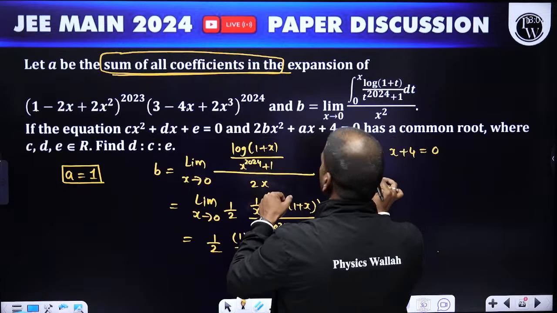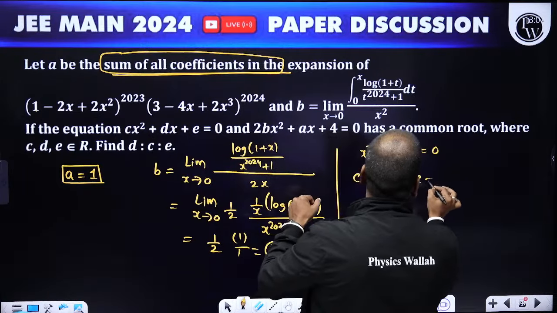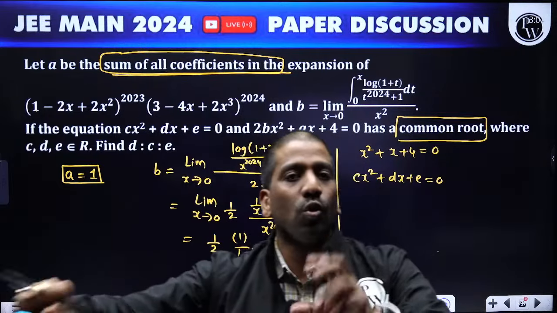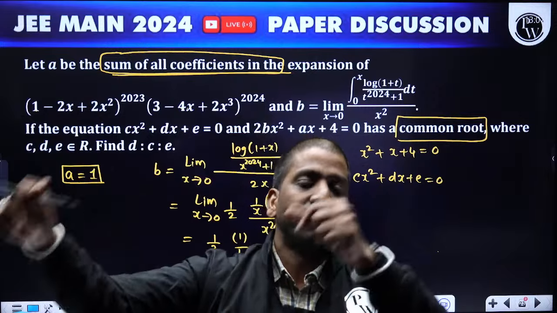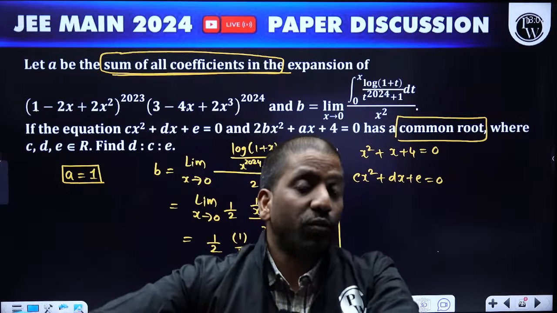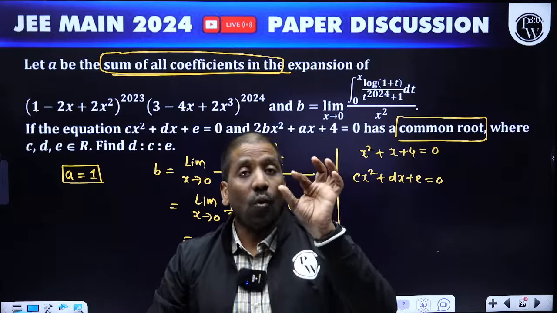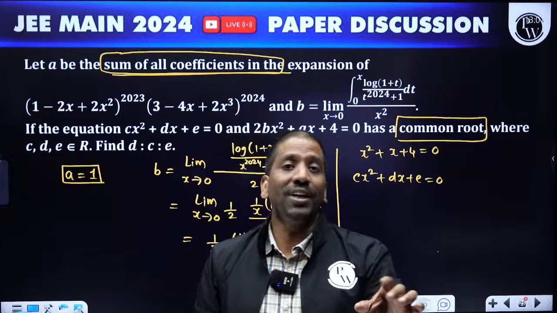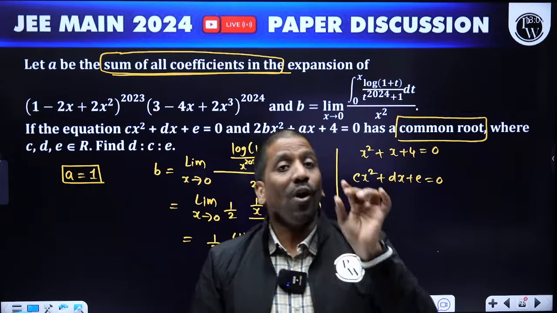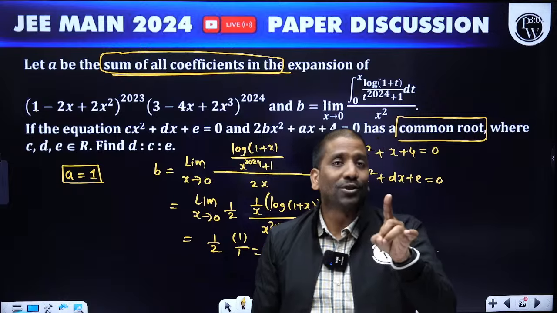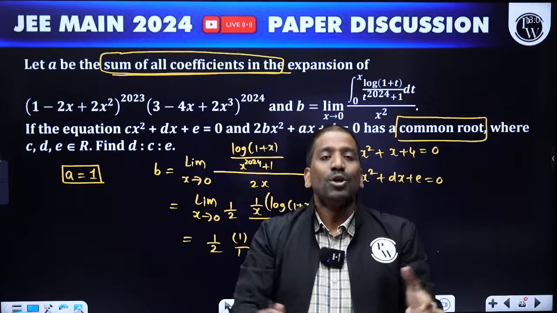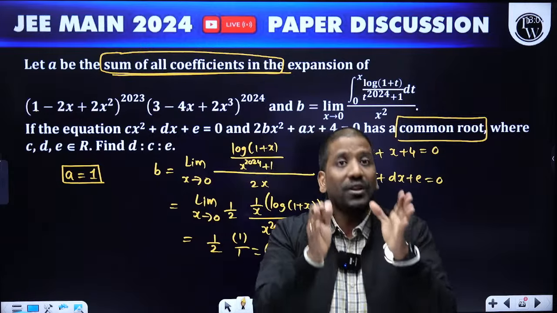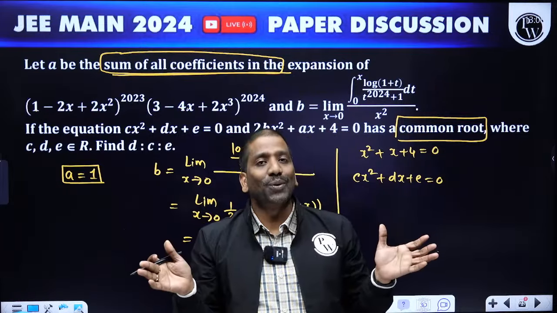What is the second equation? Cx square plus dx plus e is equal to 0. Both have a common root. When two quadratic equations have a common root, we get different cases. There is a big condition, right? So square is equal to something, a product of the two. The second one is that one of such quadratic equations has complex roots. If one quadratic equation has complex roots, both roots must be the same, so both equations must be the same. When both equations are the same, the coefficients are in the same ratio.